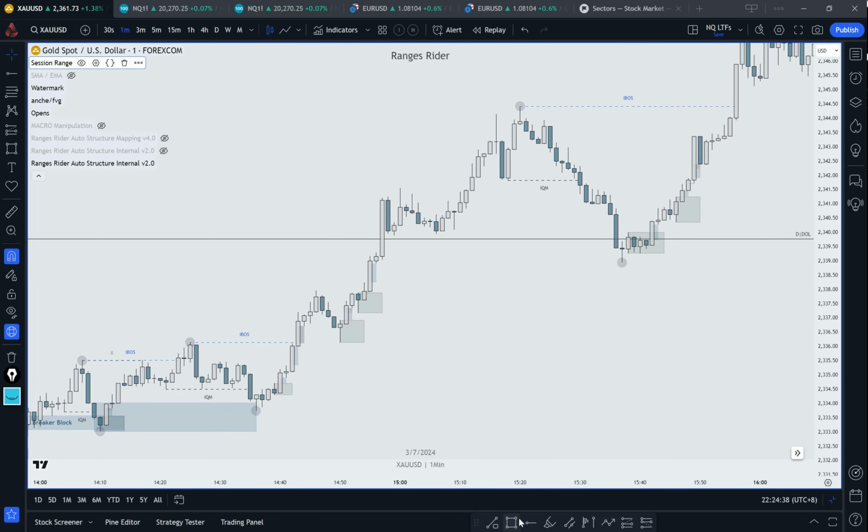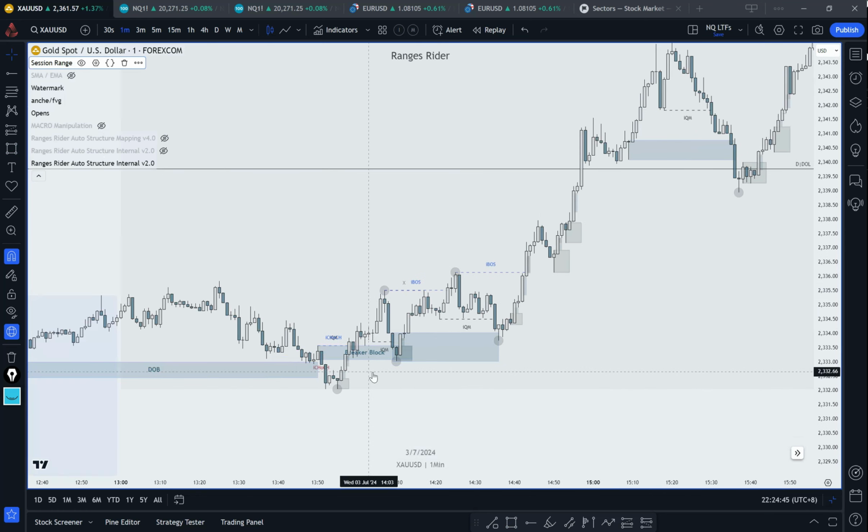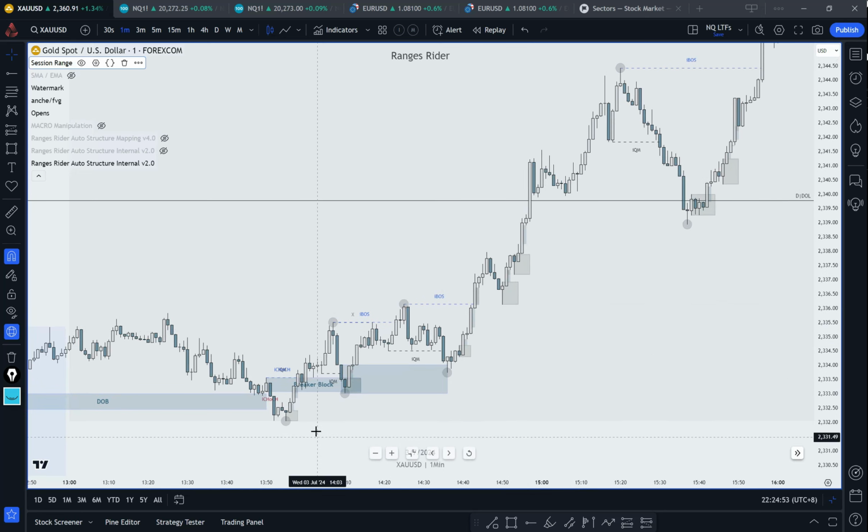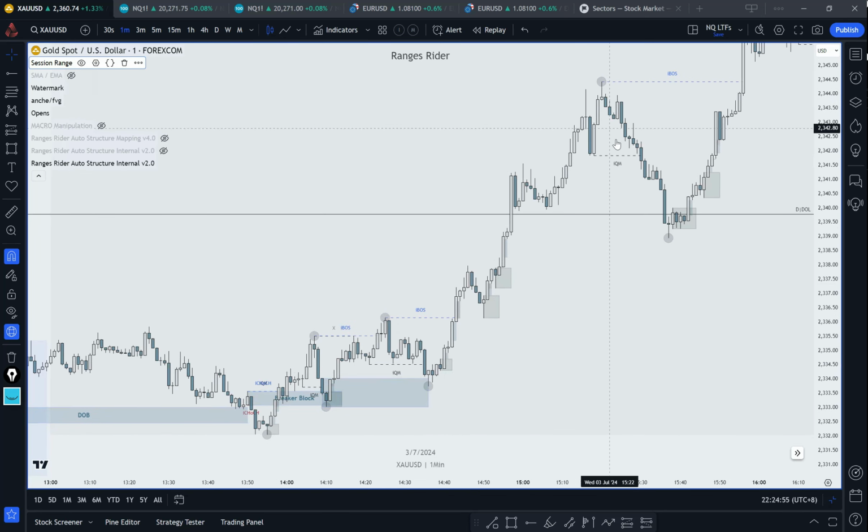You will not enter here thinking that okay, this is the DOB, let's enter. Entering here with DOB and entering there with DOB is different. Why? Because these were the 1 minute ranges. Now the range is too big, so it means that this must be playing out on the higher time frame.